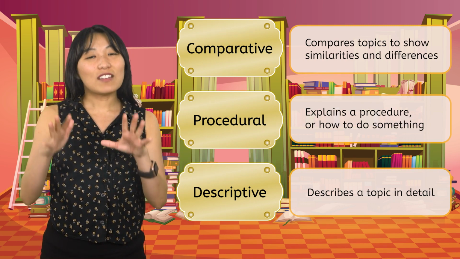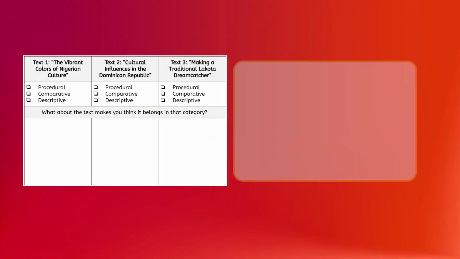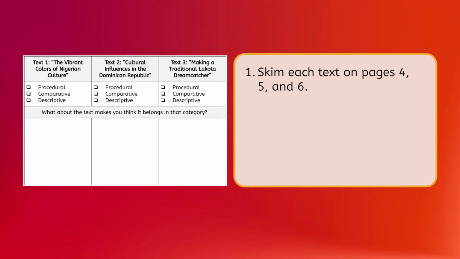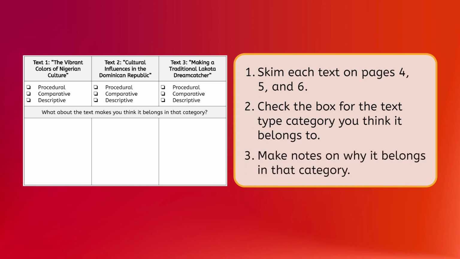Now, we'll see if we can categorize those 3 texts. Use your PDF to once more skim each text on pages 4, 5, and 6. Check the box for the text type category you think it belongs to, then make notes on why it belongs in that category. You might consider each text's central idea, which you found in the preview activity, the way its body paragraphs are organized, and its use of language and specific transitions. Pause to work and resume when you're ready to check.